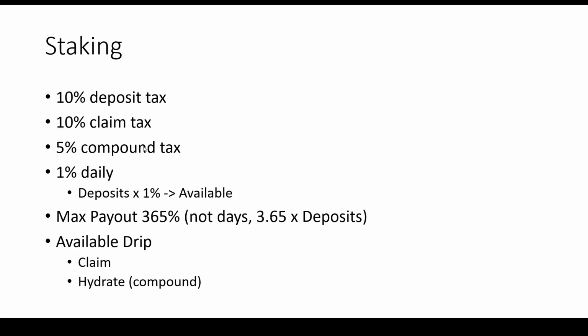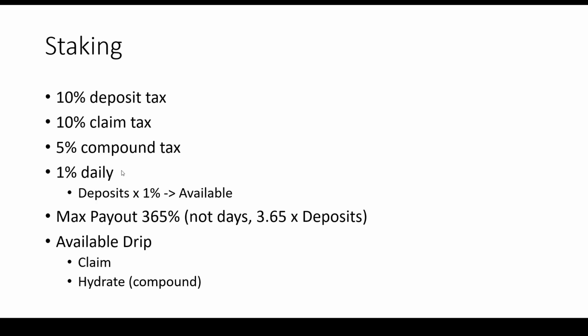Now, compounding, or what's called Hydrate, only has a 5% tax. So same example, if you had 10 tokens built up in your available and you wanted to then compound those 10 tokens, you're actually only going to compound 9.5, right? 5% times 10 is 0.5. So you're going to have 10, but you're going to pay a 0.5 Drip tax. And so you're going to be left with 9.5 Drip tokens, which will then compound and add to your deposits. I'll go into this in more detail in a moment.